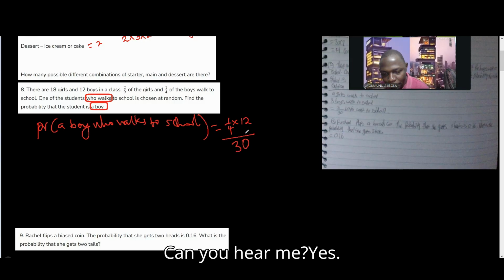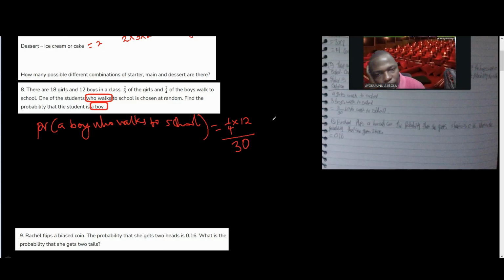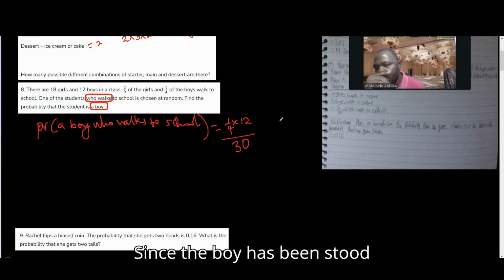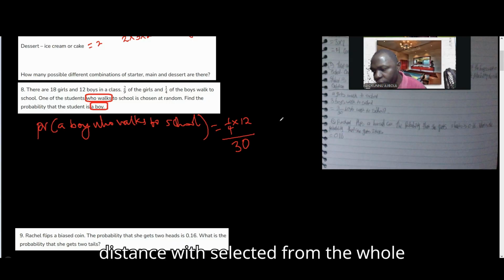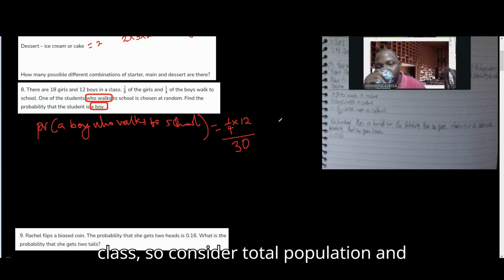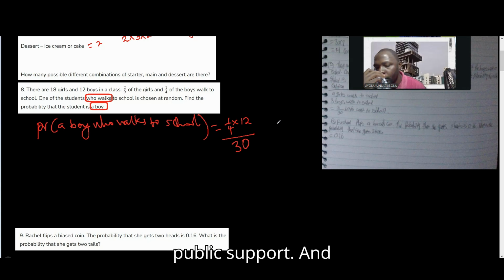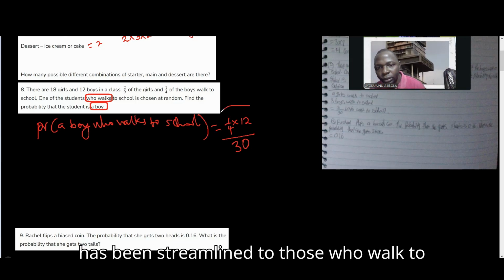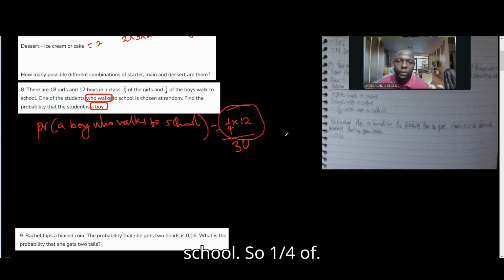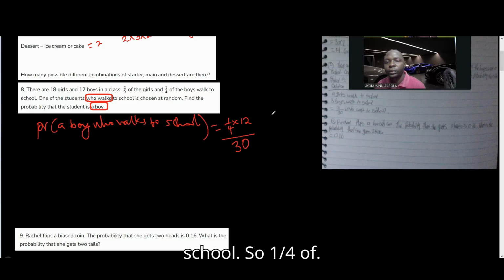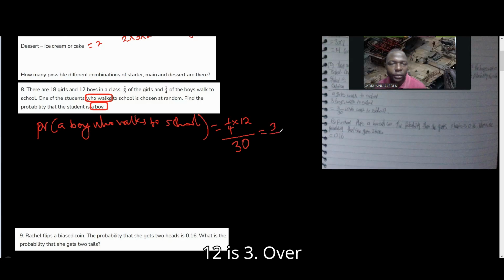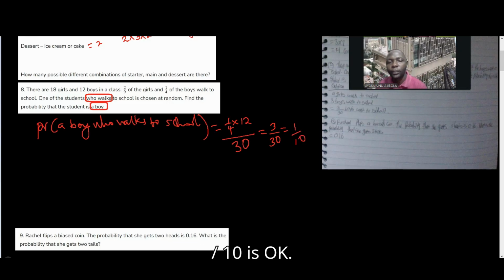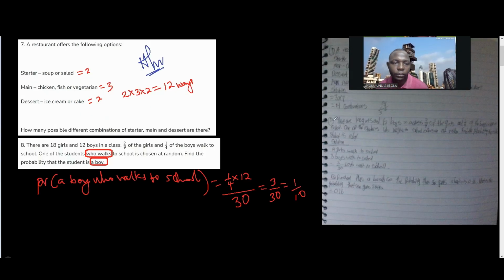Over the total population. Since the student is being selected from the whole class, we consider the total population, and the probability is of a boy, and not just from all the boys. Now it has been streamlined to those who walk to school. So one quarter of 12 is 3 over 30, and that'll be 1 over 10. Exactly.